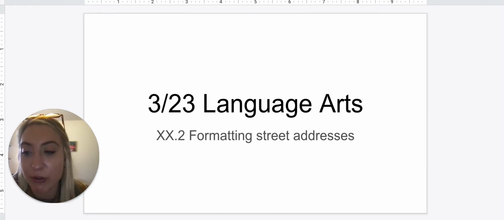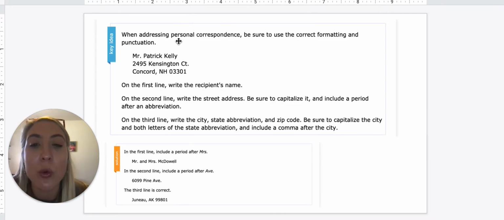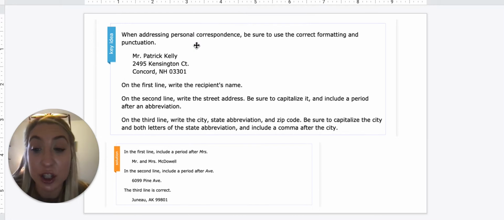So let's go over this. When addressing personal correspondence, when you're writing a letter, you have to write the name and the address. We have to make sure that we're using correct formatting and punctuation. So here it says, Mr. Patrick Kelly. That is all a proper noun because it's someone's name, so it has to be capitalized.